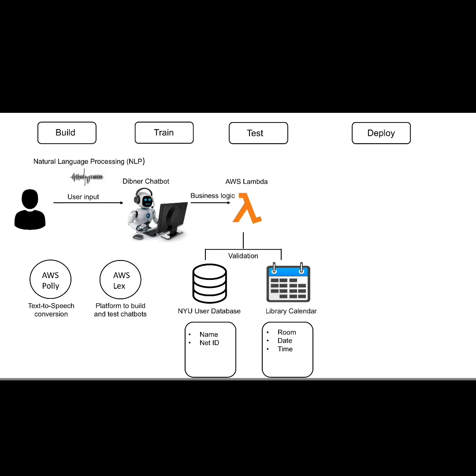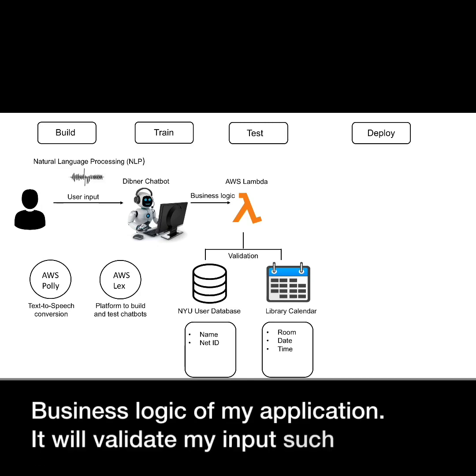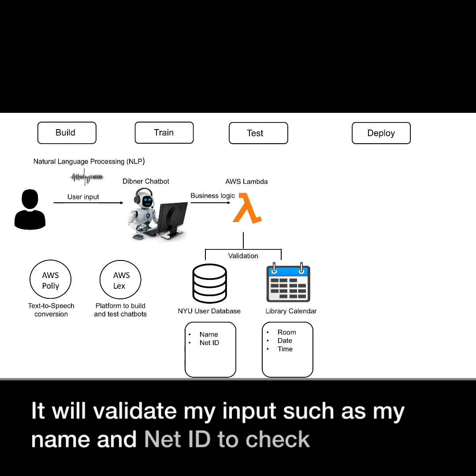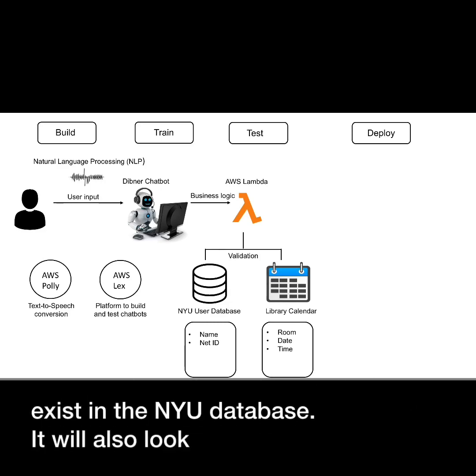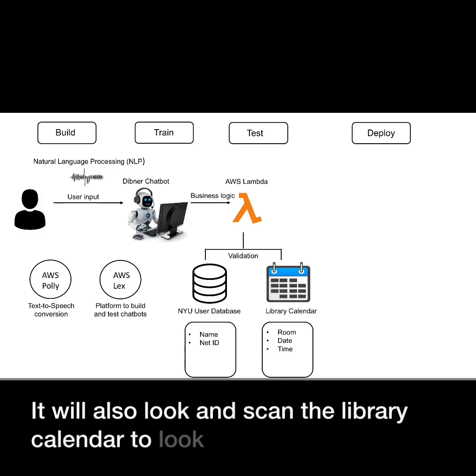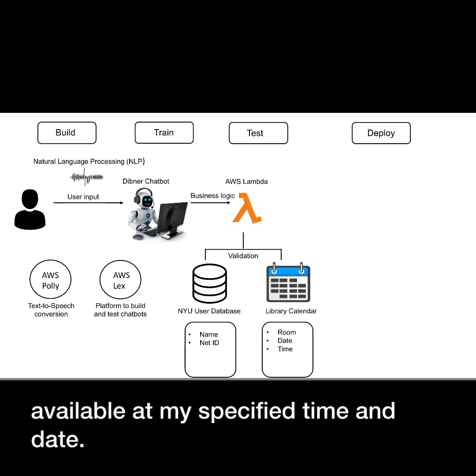Now, my chatbot will trigger the AWS Lambda function where I wrote the business logic of my application. It will validate my input such as my name and net ID to check whether I exist in the NYU database. It will also scan the library calendar to look for rooms that are available at my specified time and date.